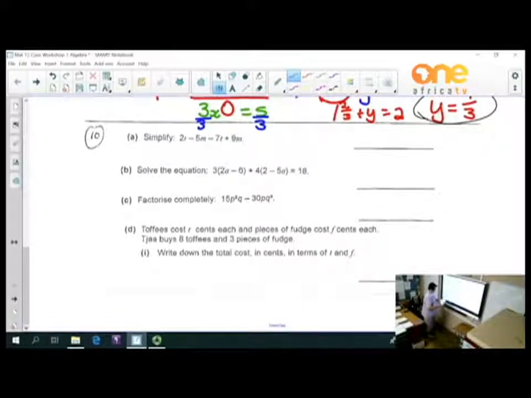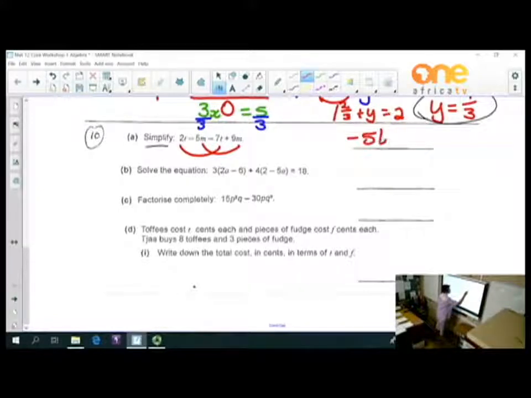Question 10. So here we have a mixture of methods that we're going to use. First one, simplify. That means I'm going to add like terms. So my like terms are this 2 and this 2. You cannot just add everything, only like terms. So again, do it on your calculator. 2 minus 7 is equal to, and that is the negative 5t. Here, negative 5 plus 9 is equal to positive 4m.